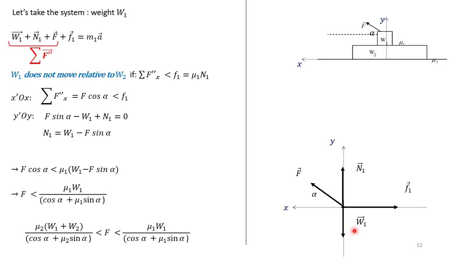So finally, we have found that f is smaller than mu1 W1 over (cosine alpha plus mu1 sine alpha) by considering the system W1 and applying Newton's second law on it. And we have also found the other inequality, f greater than mu2 (W1 plus W2) over (cosine alpha plus mu2 sine alpha), by considering the system of the two blocks.